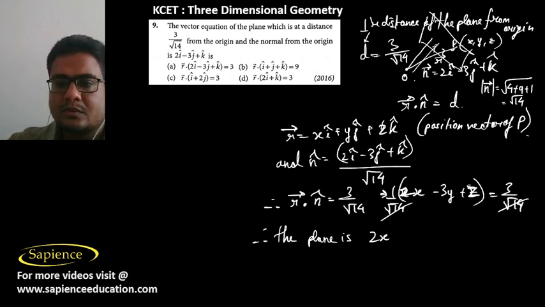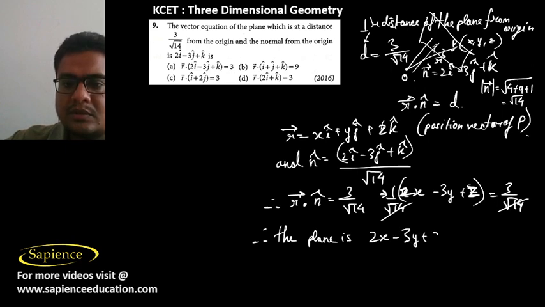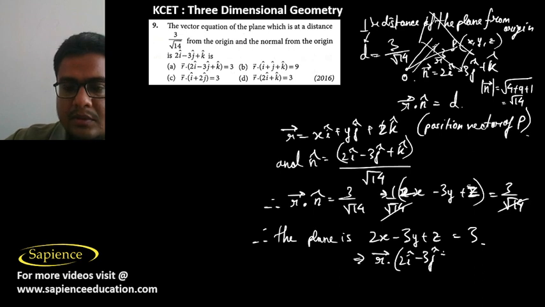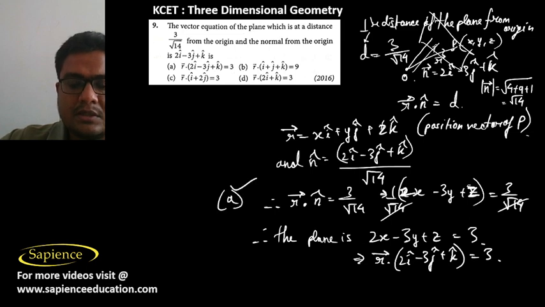So this is the scalar equation actually. It is 2x minus 3y plus z, that is equal to 3. So if we convert it into the vector equation, then we will have r vector dot 2 i cap minus 3 j cap plus k cap, that is equal to 3. So option A is the correct answer.